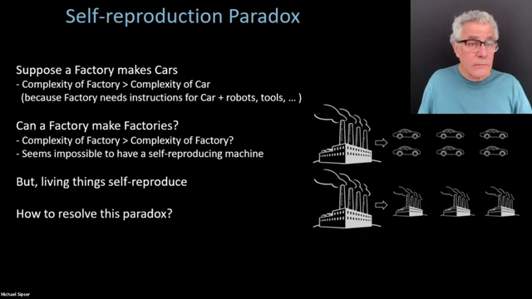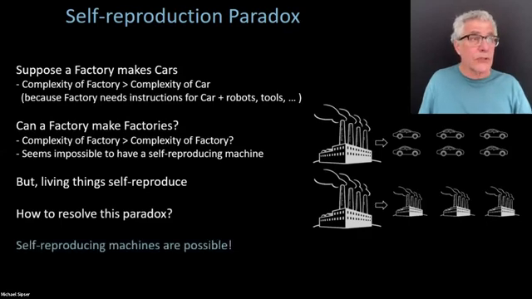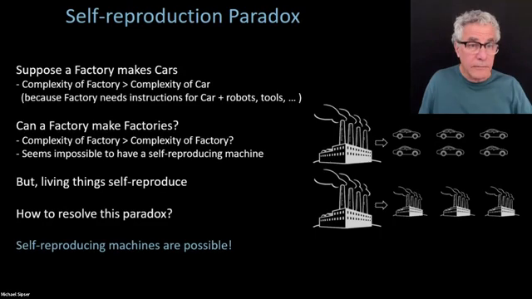Well, in fact, it is no paradox, because it is possible to make a machine that self-reproduces, that makes copies of itself. And this has been known for many years. Probably it goes back to von Neumann, who wrote a famous paper on self-reproducing machines. Okay, so self-reproducing machines are, in fact, possible.